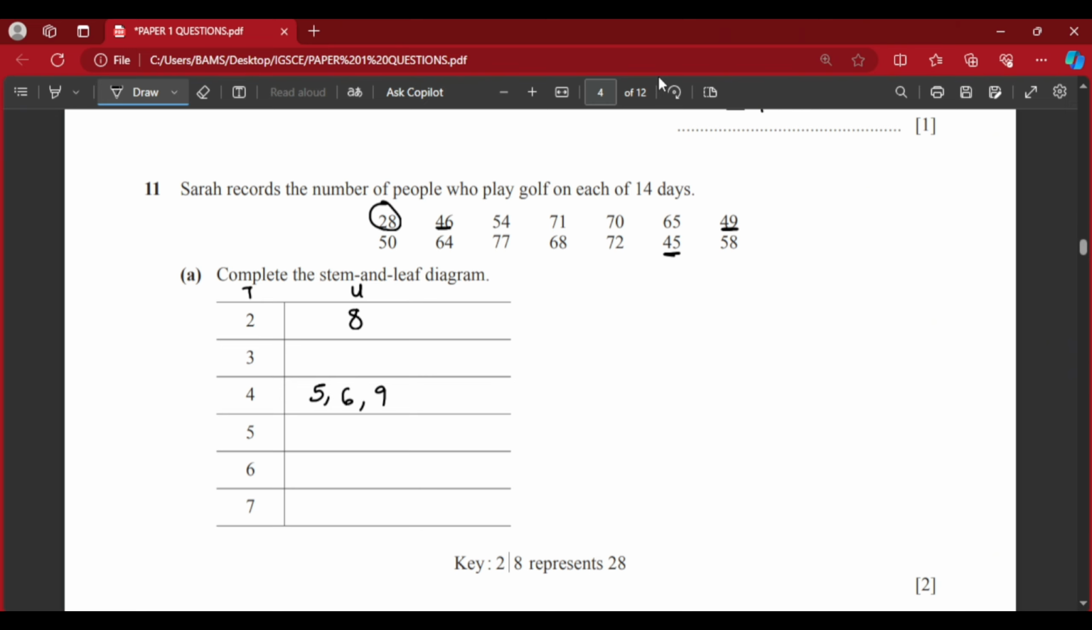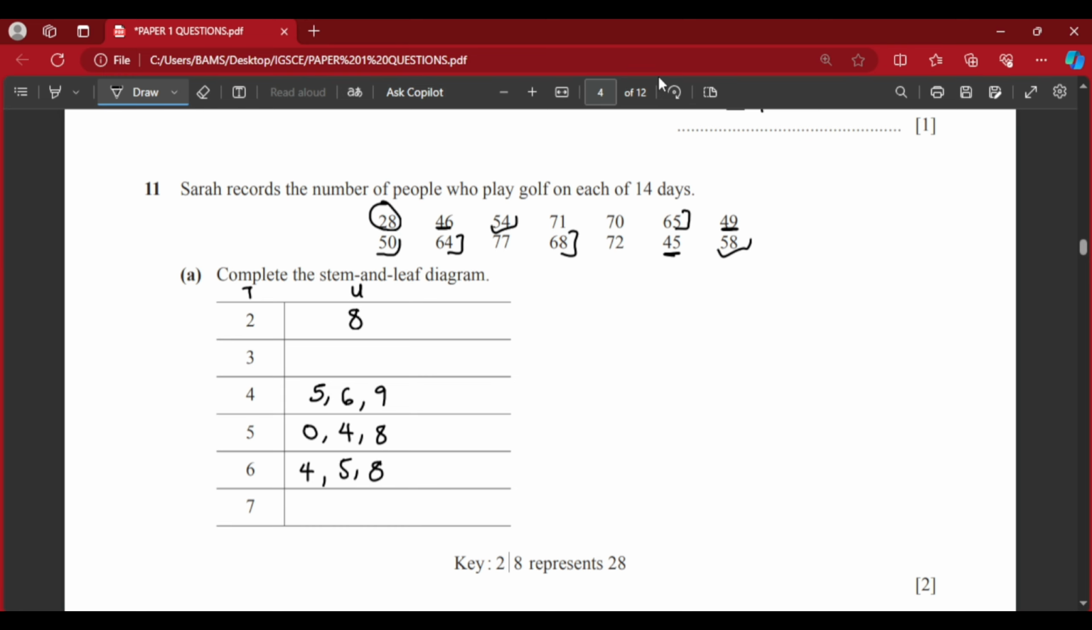So do you have anything like 50 something here? So there is a 50. There is what else? There is a 54 here, and there is a 58. So I will just have to write 0, that's for 50, 4, that's for 54, then 8, that's for 58. Is that clear? So let me check for 60. Is there 60 something here? Yes, there is a 64, there is a 65, and there is a 68. So I will just have 4, 5, and 8.